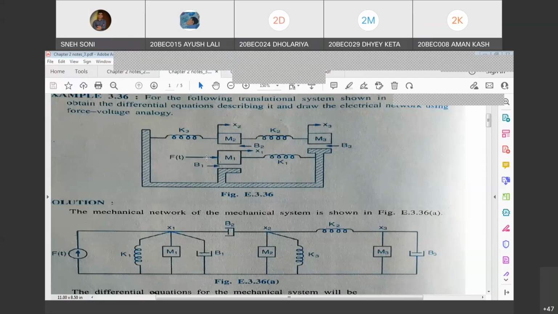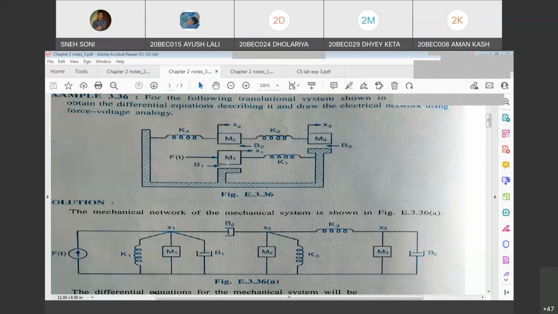It's simple. F of t equals M1 x1 double dot plus B1 x1 dot plus K1 x1 plus B2 (x1 dot minus x2 dot). I hope all the components are covered. Is anything missing? Is it right?